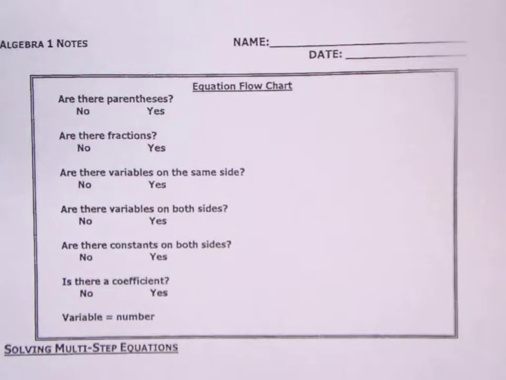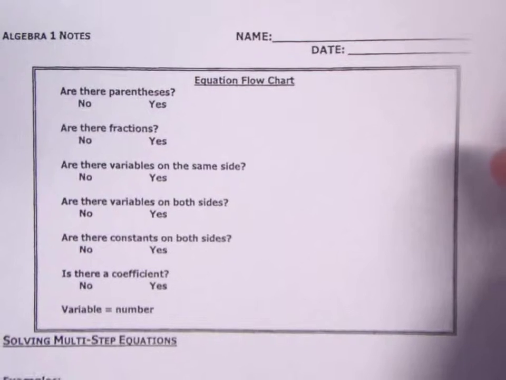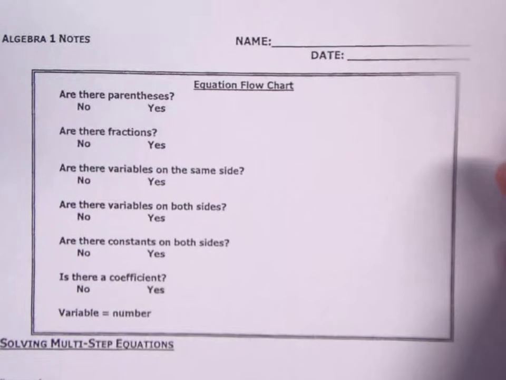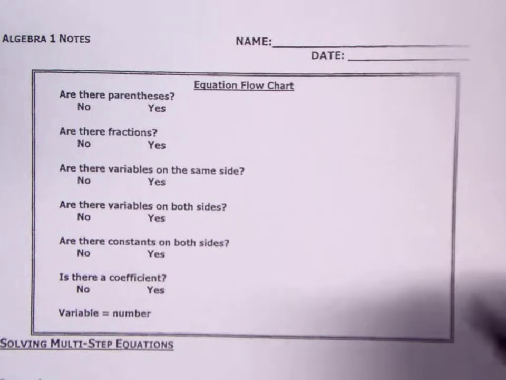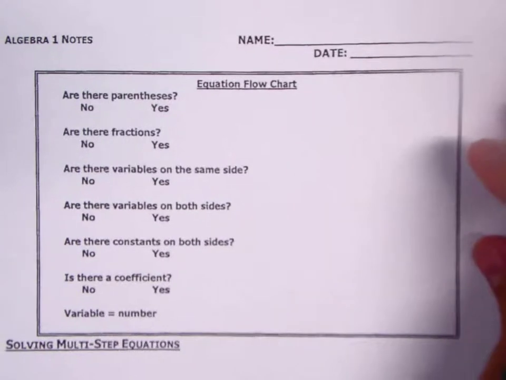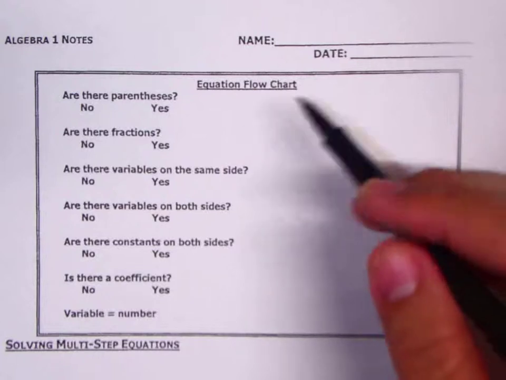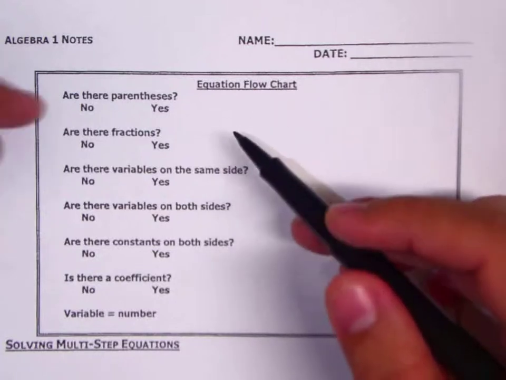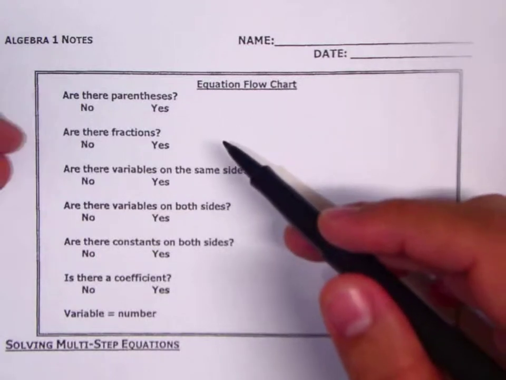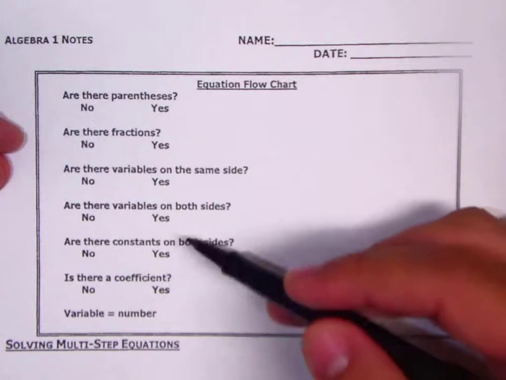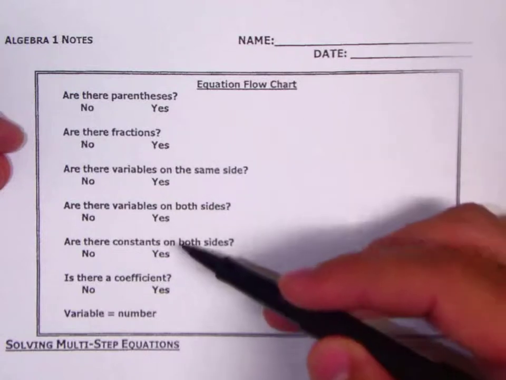All right, so this is our algebra enrichment cycle 4 notes where we introduce equations where you have variables on both sides. Now, the notes had this sort of equation flow chart, so this kind of gives you an idea of the order in which you do things.